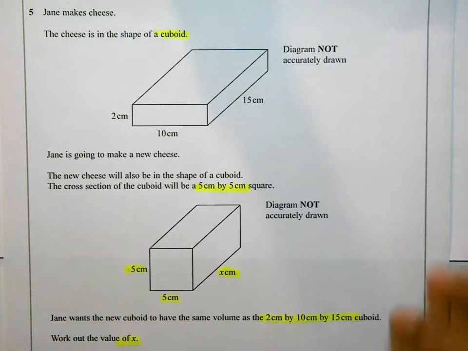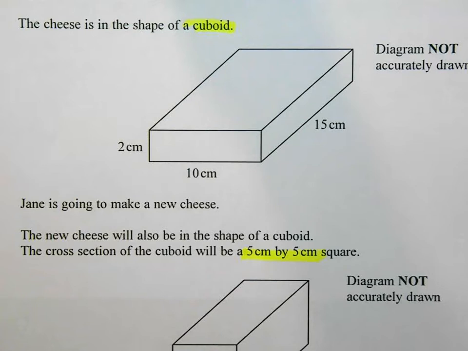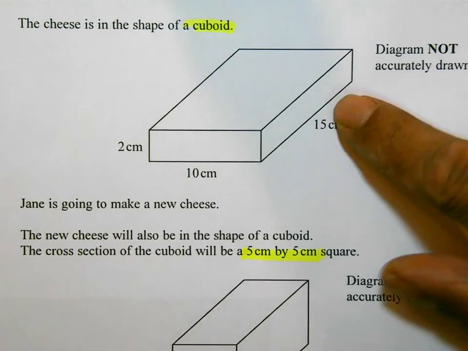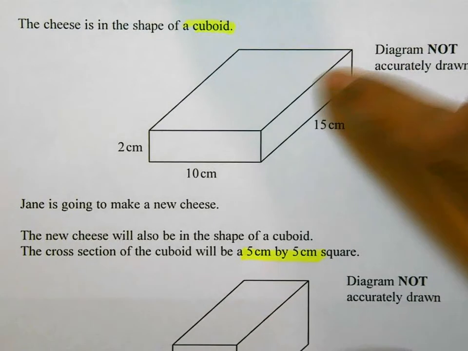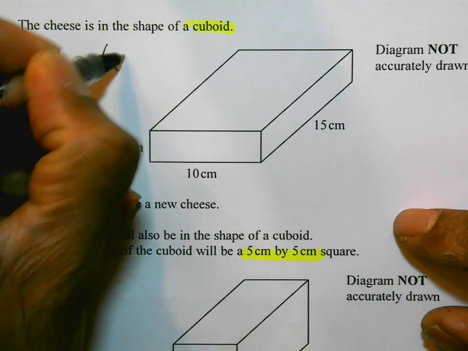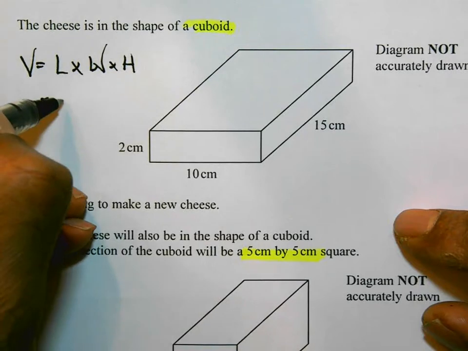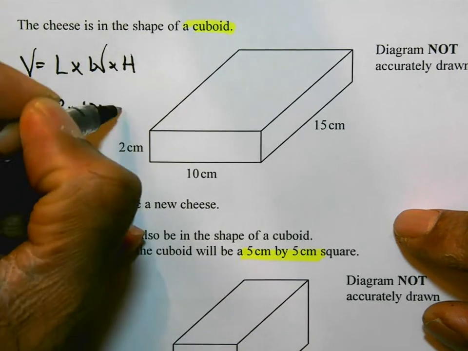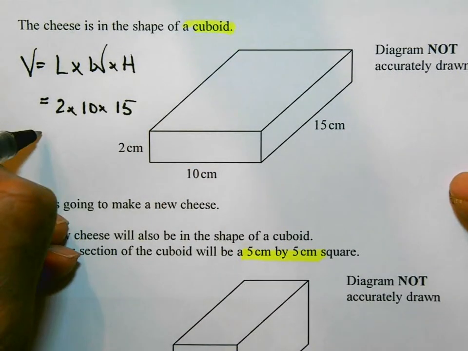I'm going to do this in stages. I'm first going to look at the cuboid on top, the original one. One of the things that they said is Jane wants the cheeses to have the same volume. So the volume of a cuboid is length times width times height. So I'm going to times the dimensions together: 2 times 10 times 15.